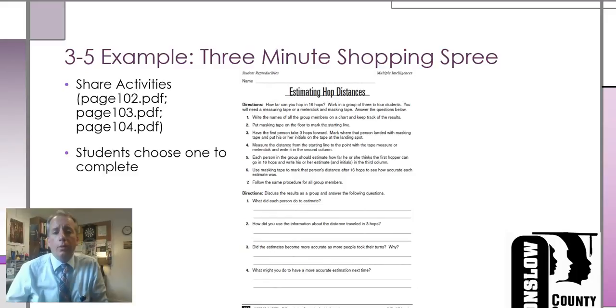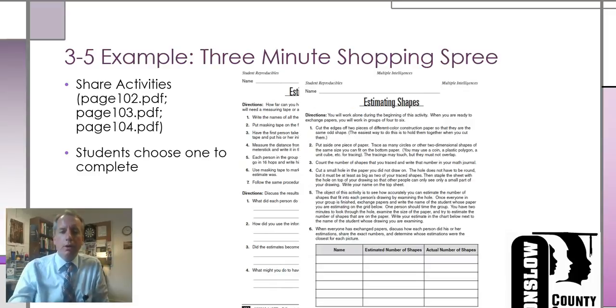So one of the other strategies would be looking at hopping distances, right? So how far can you hop in 16 hops, right? So we're going to work in groups. We're going to look at a measuring tape. We're going to think about how far do we think we could hop, so you can kind of connect to which multiple intelligence are we leaning towards here.